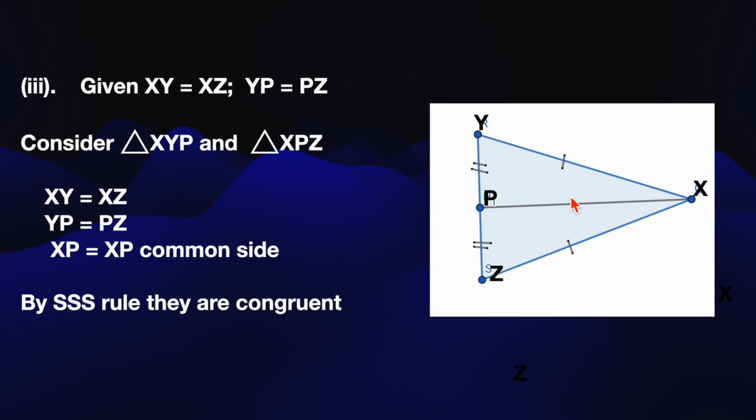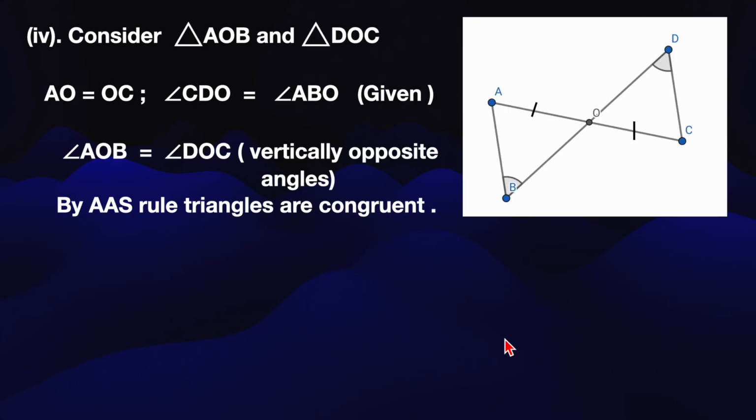Okay, so here is another figure. Here you can see this is one triangle, this is another triangle. They have given this side is equal to this side is equal to this side. Now what about the third side? The third side, PX, is common to both the triangles. So all the three sides are equal to the corresponding sides. Therefore by SSS rule they are congruent.